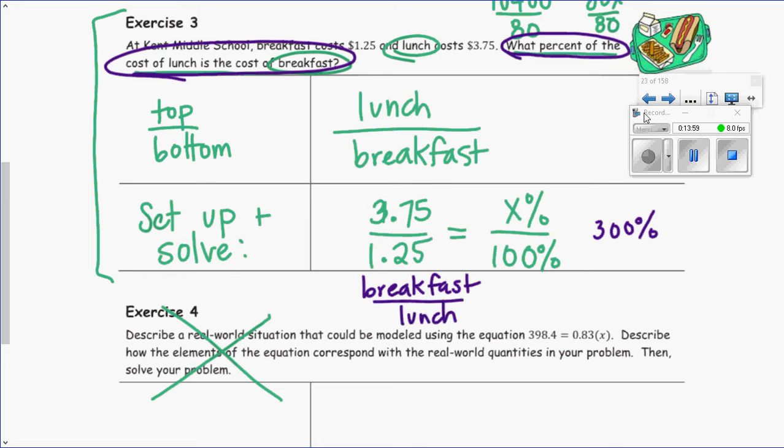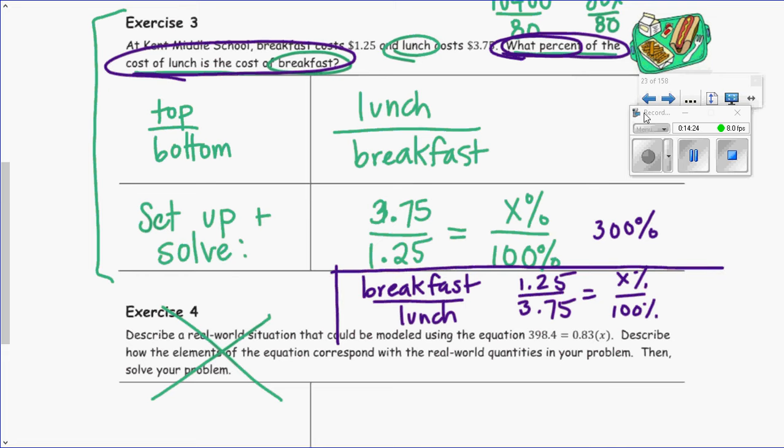Hopefully this is a good learning moment for us that, yes, I can read it and misunderstand it. The what percent, we're obviously still looking for percent, but it says what percent of the lunch is the cost of breakfast. So it actually wanted it to be breakfast over lunch. And in that case, it would be 1.25 over 3.75. Then when you solve this one, you can pause it if you want to see if you would get that right. And that one is actually 33 1/3%, or 33.3 repeating.